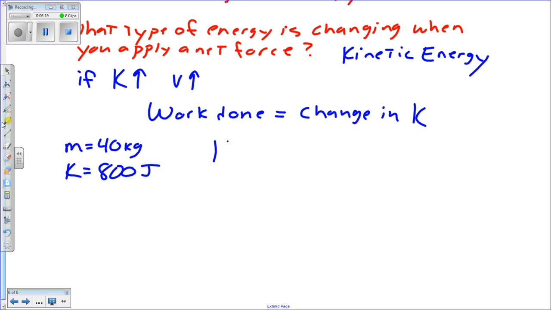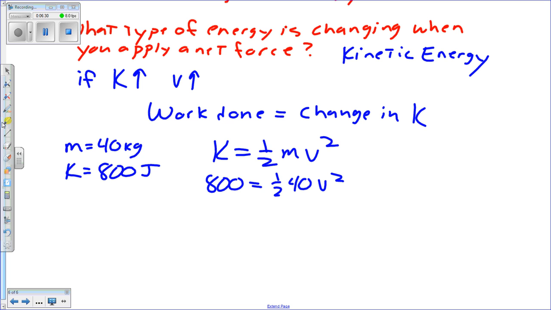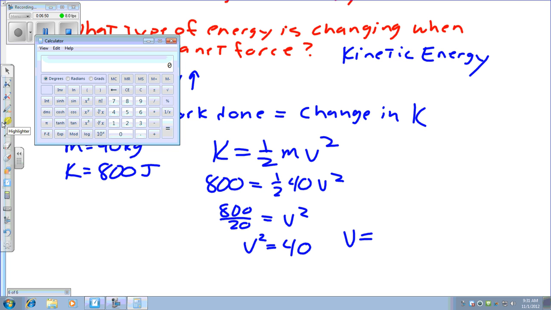So let's set it up. K is equal to 1/2 mv squared. 800 is equal to 1/2 times 40 times v squared. Half of 40 is 20. 800 divided by 20 is equal to v squared. v squared is 40, and I'm pretty sure that's going to be like 6.3. Yeah, probably something like that. Let's get that calculator up here. So let's do 40. Where's my square root here? There it is. 6.3.